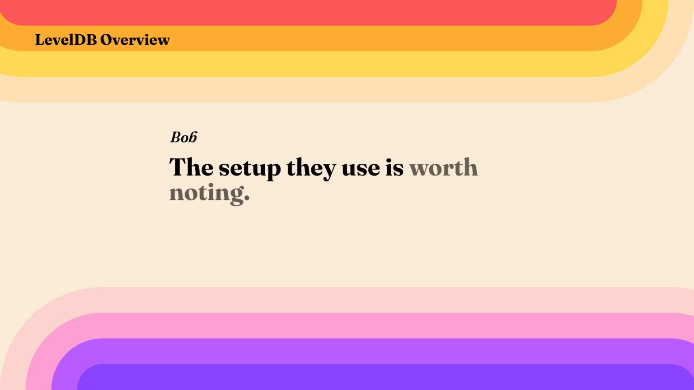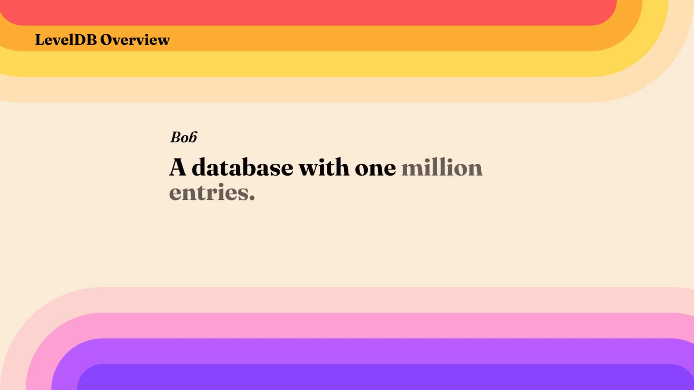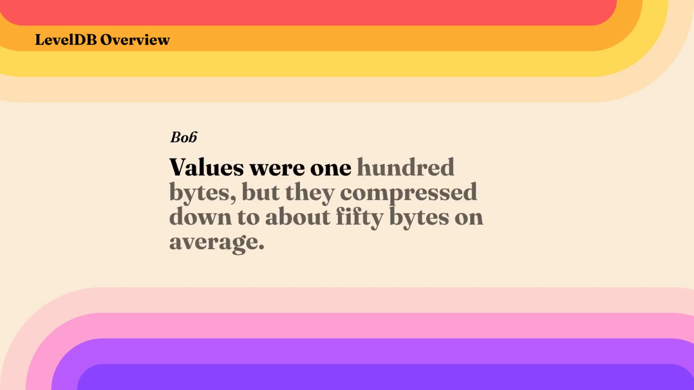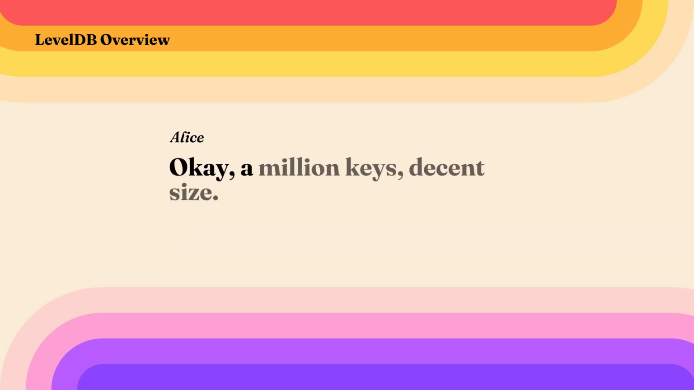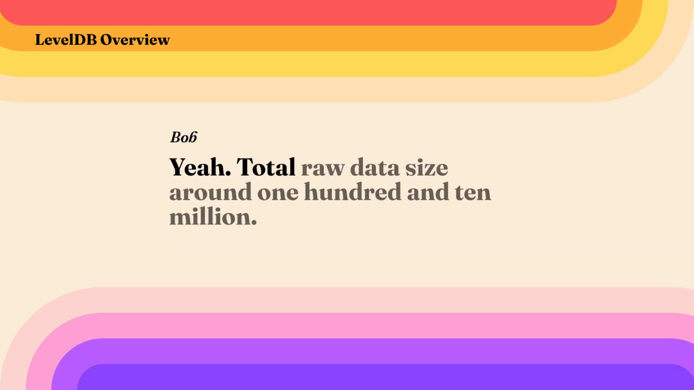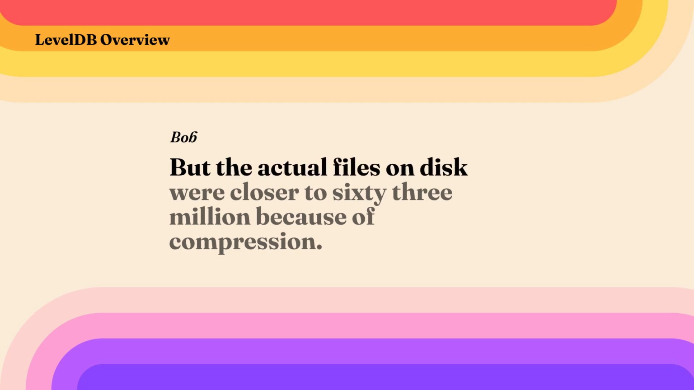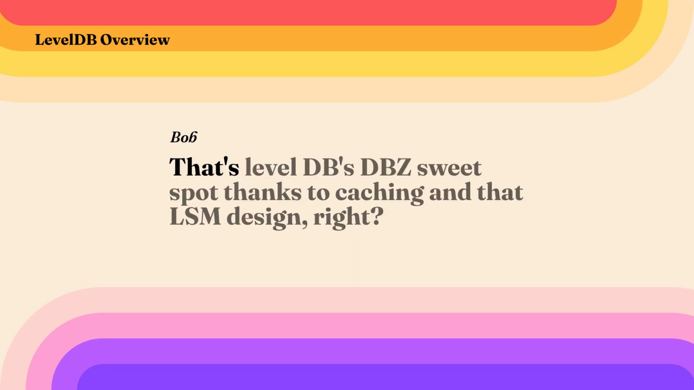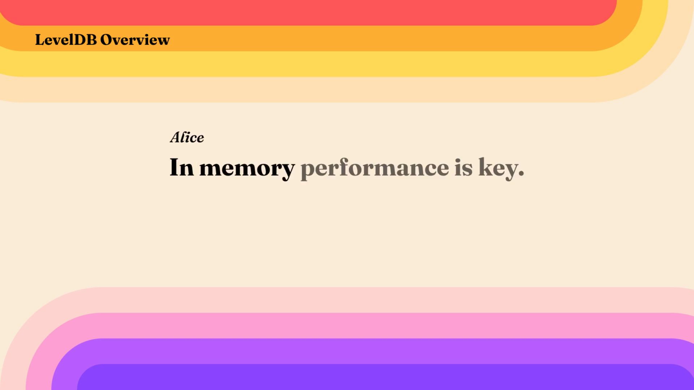The setup they use is worth noting. A database with 1 million entries. Keys were 16 bytes, values were 100 bytes, but they compressed down to about 50 bytes on average. Okay, 1 million keys. Decent size. Yeah, total raw data size around 110 MB, but the actual files on disk were closer to 63 MB because of compression. And critically, these benchmarks generally reflect performance when the working set fits in memory. That's LevelDB's sweet spot, thanks to caching and that LSM design. Right, in-memory performance is key.